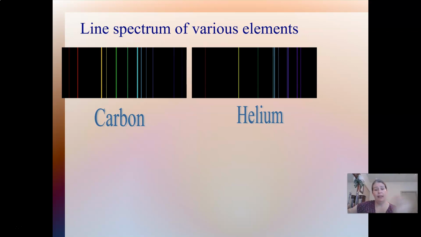And different elements have a distinct, unique line spectrum. You can see here's helium, which has quite a few more lines than hydrogen, and carbon, which is even more complex. And this is in fact one way that people would determine whether they had found a unique, new element, or whether they had simply isolated something that was old. If you looked at the line spectrum and it matched a known element, then you knew that was what you actually had.